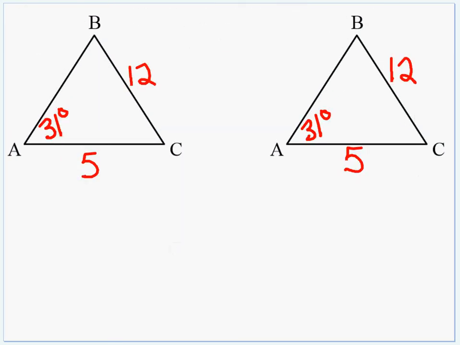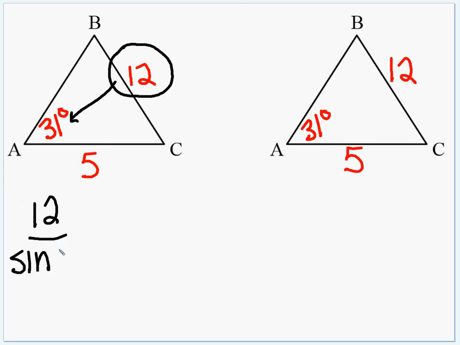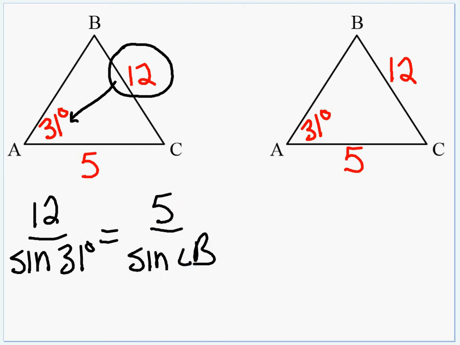All right. So they gave us the side of 12 and the angle across from it. That's where we begin. 12 over the sine of 31 degrees. That is exactly equal to, the only other info we have is this 5, and that will be across from angle B. So we're going to have 5 over the sine of angle B. If you cross multiplied and solve correctly, remember you're going to do 5 times the sine of 31, divided by 12, and then you're going to sine inverse. You should have got angle B to be about 12.4.